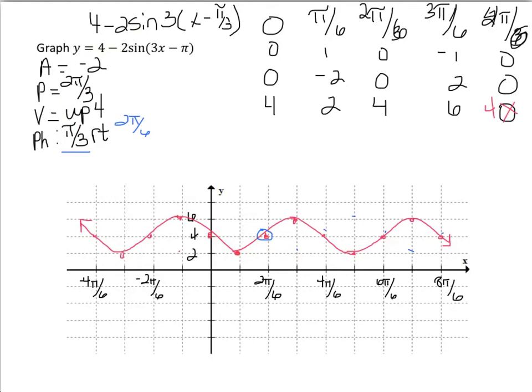And as I move backwards, so if this one went here, and this one went here, that means this one moves here, and this one moves here. So I'll move all of those points over. Each one of these will move over. And I can re-sketch this graph with the phase shift.